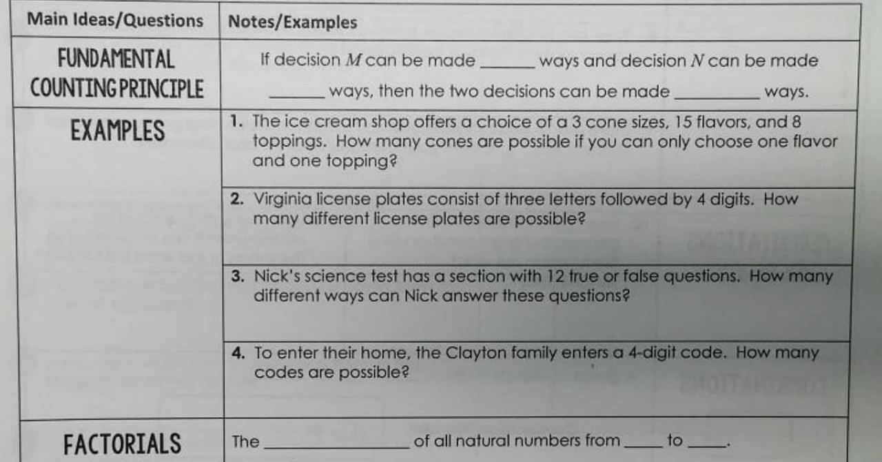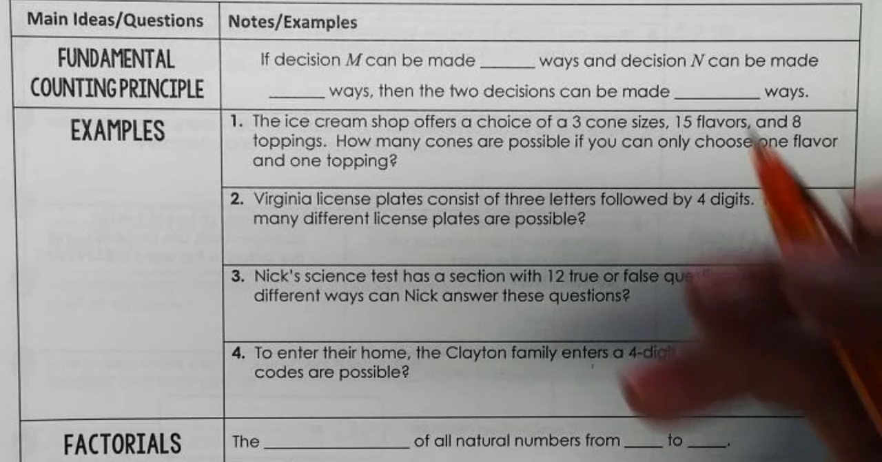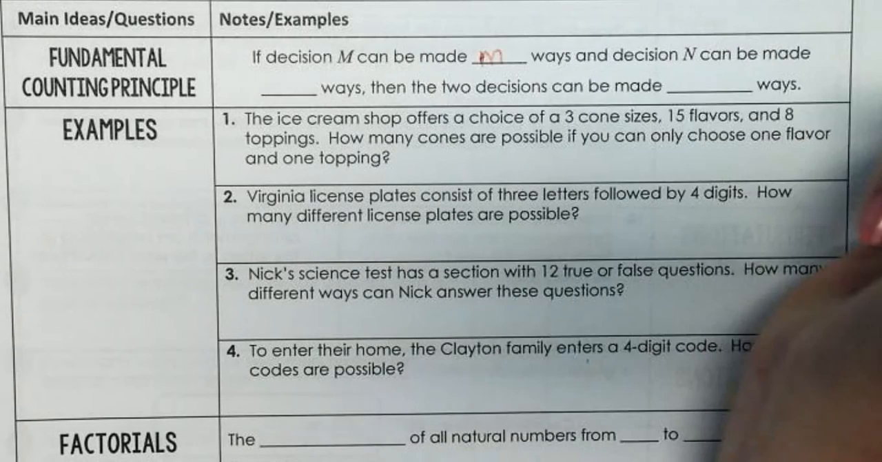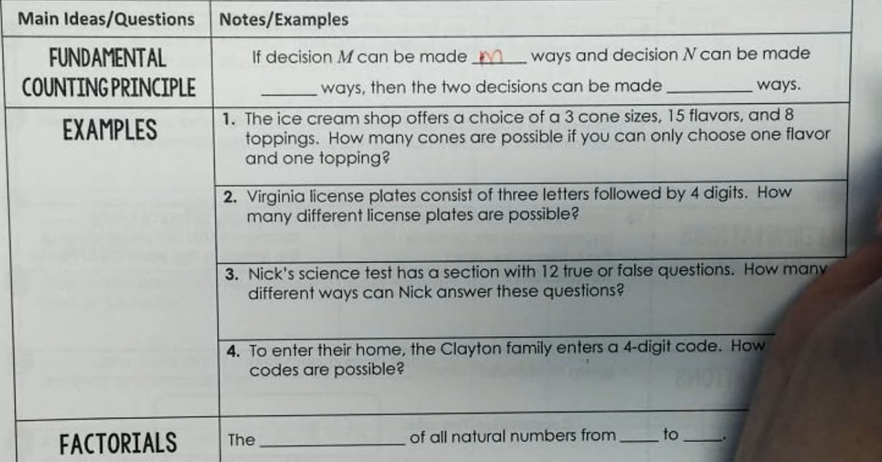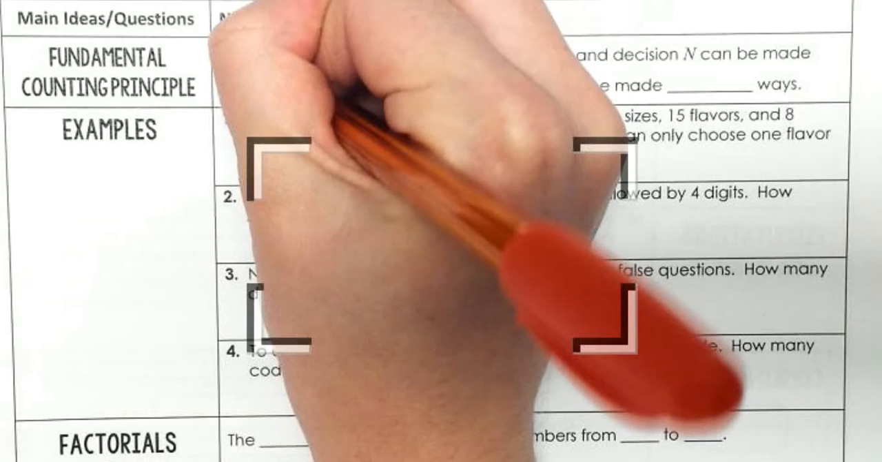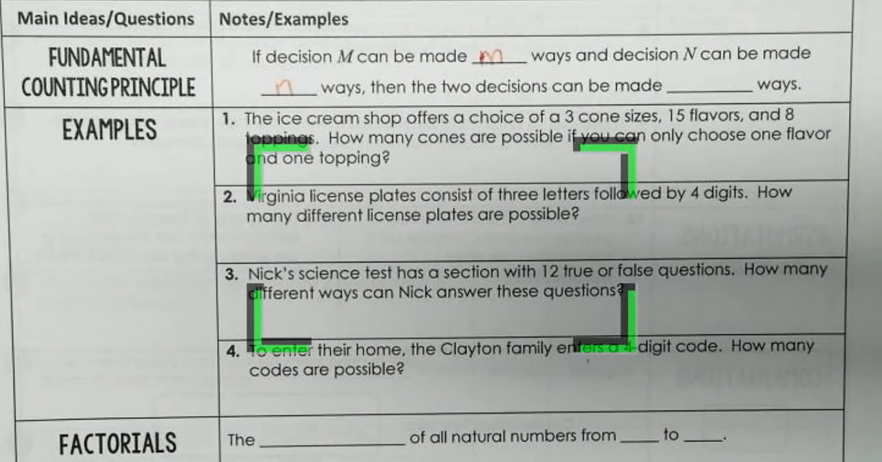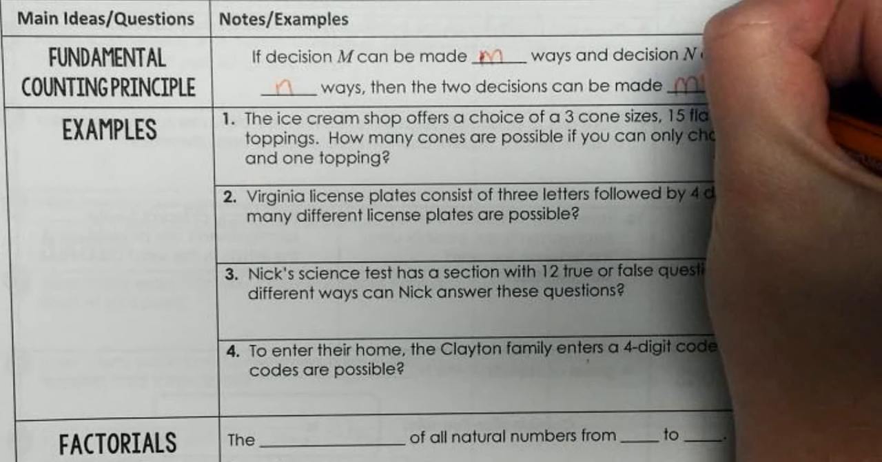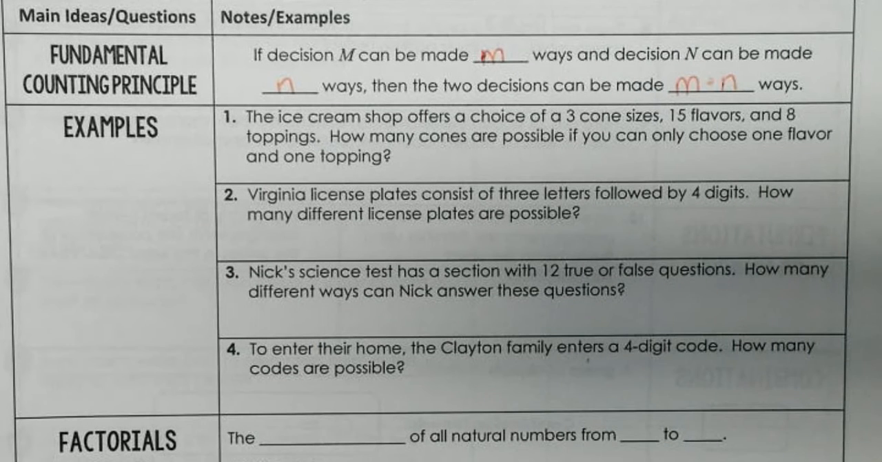Okay, we're starting our very last unit today, and this is going to be over a bit of permutations and combinations. We're going to also discuss our fundamental counting principle. So if you look in our notes, it says if a decision M can be made little m ways and decision N can be made little n ways, then the two decisions can be made m times n number of ways, okay? And that's just kind of a general rule.